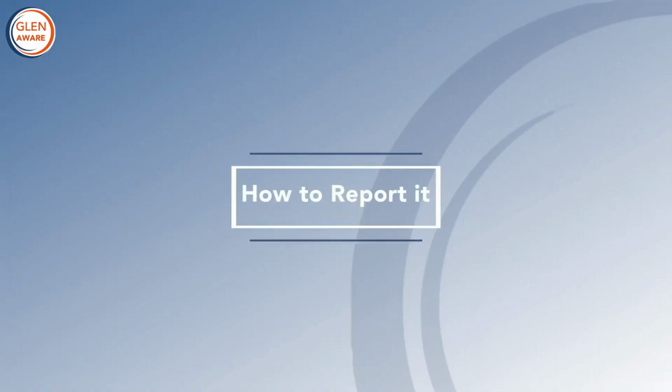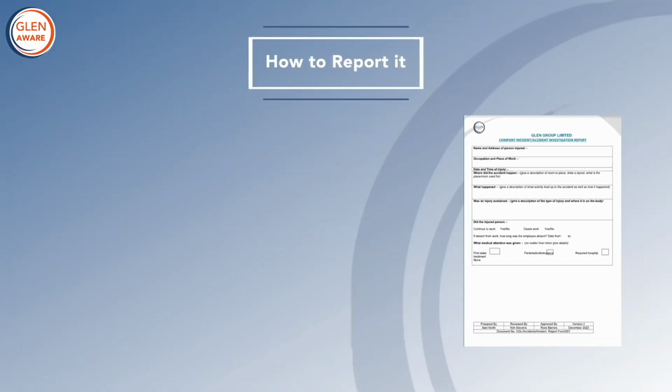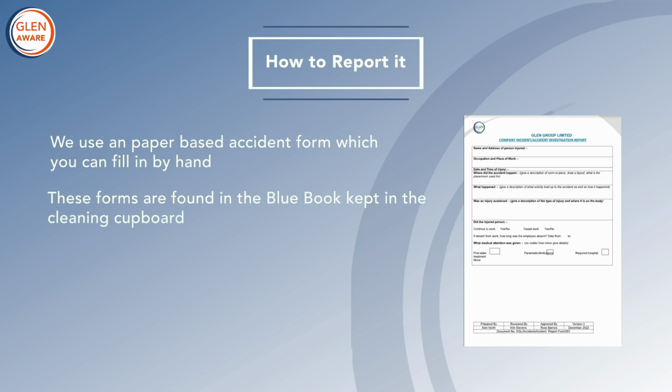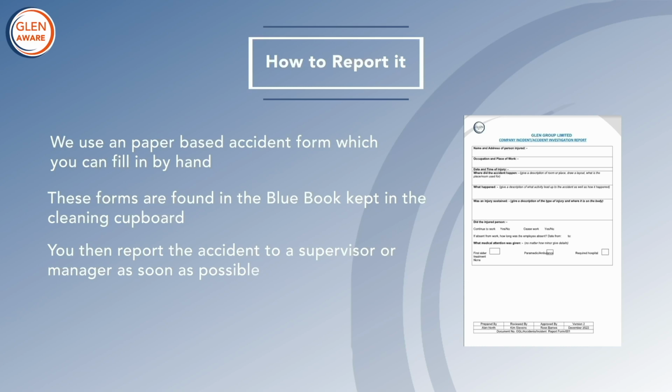How to report your accident. Glen use a paper-based accident form which is filled in by hand. These forms can be found in the blue book which is kept in your cleaning cupboards. Your accident is then to be reported to your supervisor or a manager as soon as possible. Your personal details will be held securely so that unauthorized people don't have access to personal information about those involved in the accident.